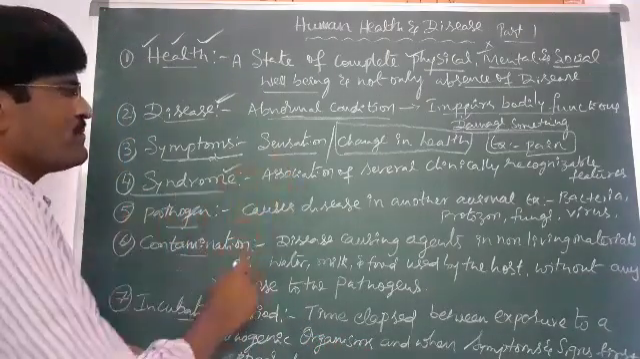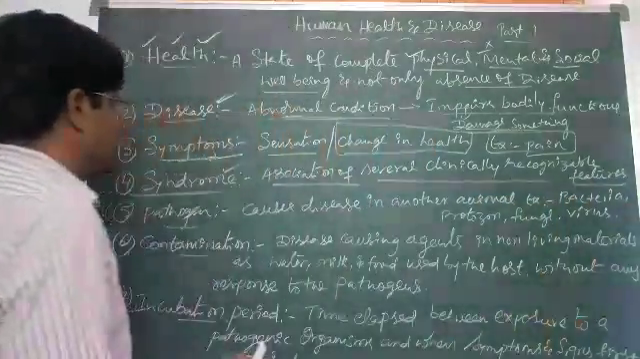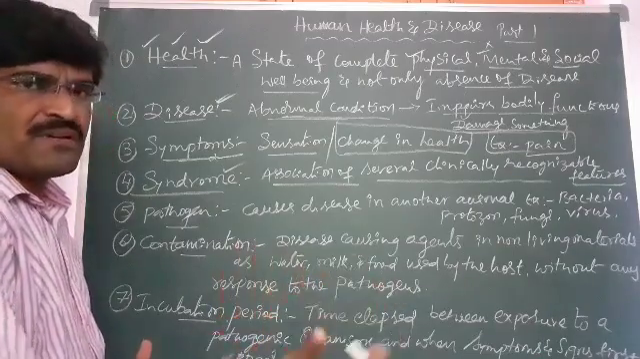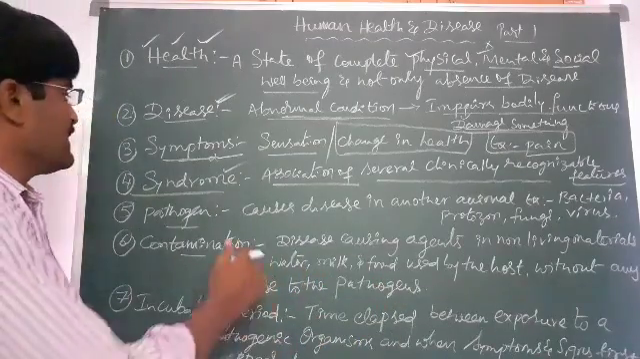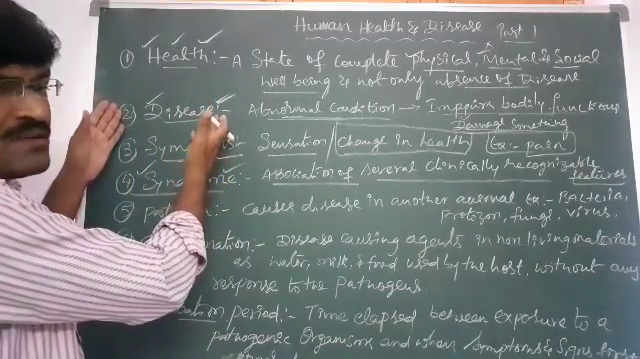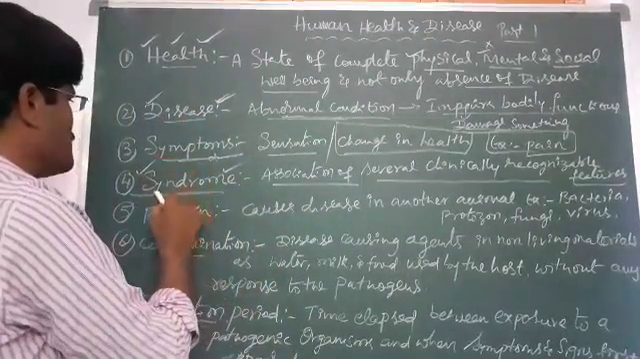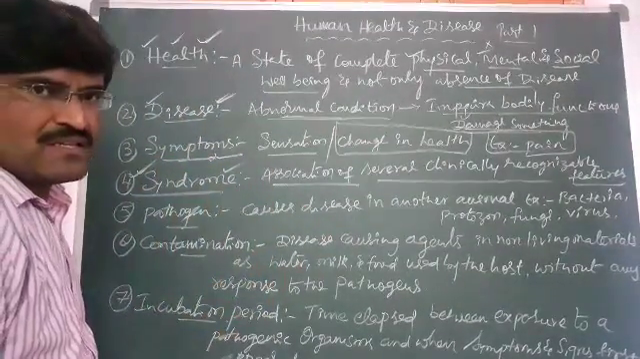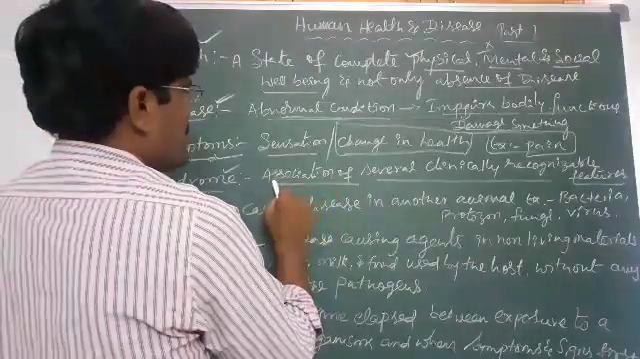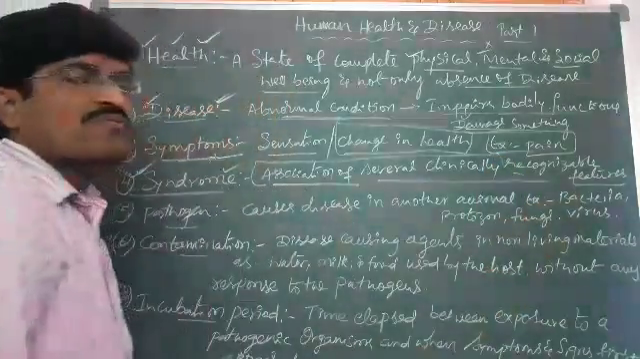The fourth one is syndrome: an association of several clinically recognizable features. We call it a syndrome when there are a minimum of two problems. Syndrome is different from disease: in a disease there is only one problem, one impaired bodily function. A syndrome involves more than two problems faced in the body. That is why it is called an association of several clinically recognizable features.